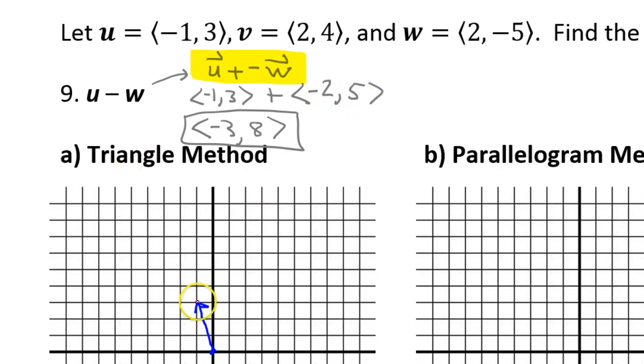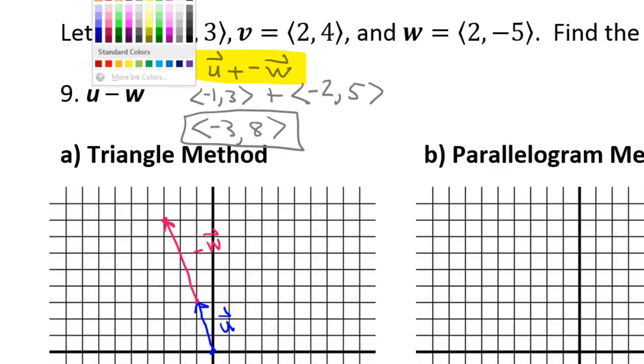For the triangle method, you pick up where you left off. So starting from here, I will go left 2, up 5. Left 2, up 5 would be right here. So this is vector negative w. Okay, so I've got vector negative w, and I've got vector u.